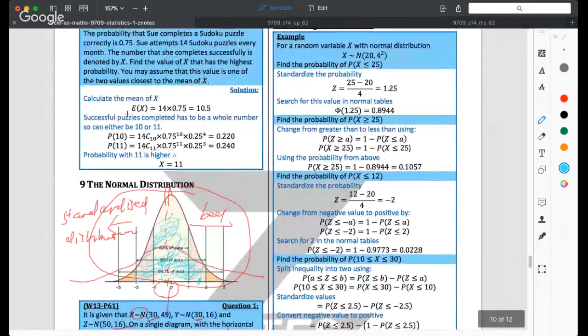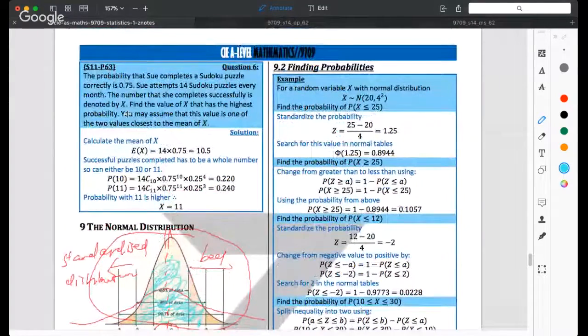Okay, so let's look at some examples about finding the probabilities. Then we can see the power of standardization.